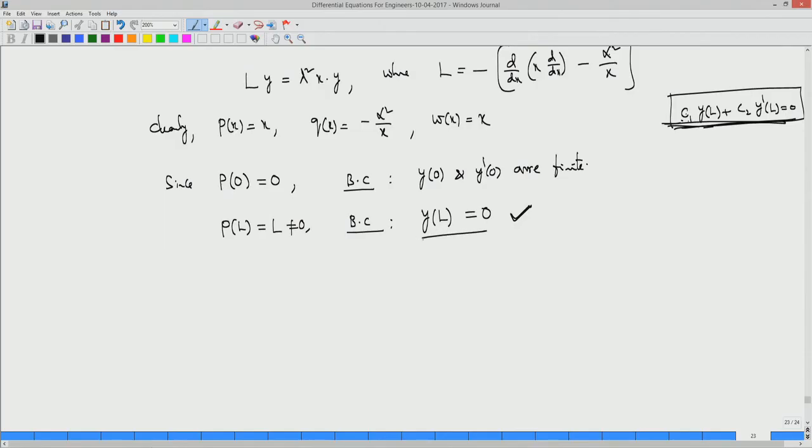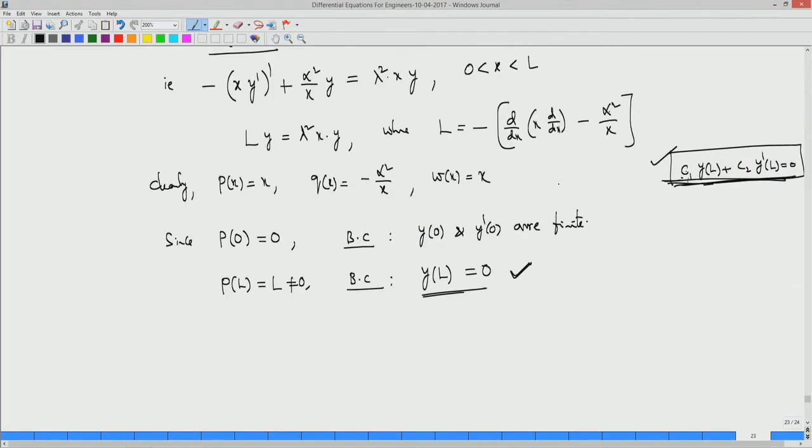You need not fix this boundary condition. You can fix any boundary condition, for some non-zero C1 and C2, not both 0, that you can choose and make it 0 and write it here. But this we choose because we have already solved it.